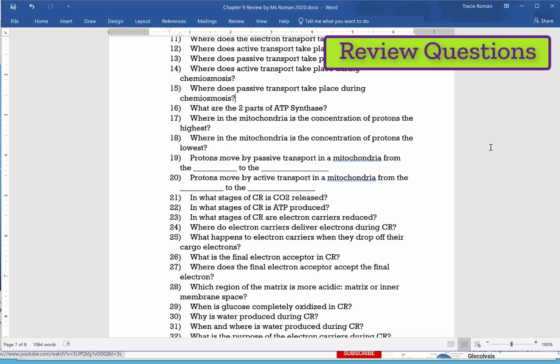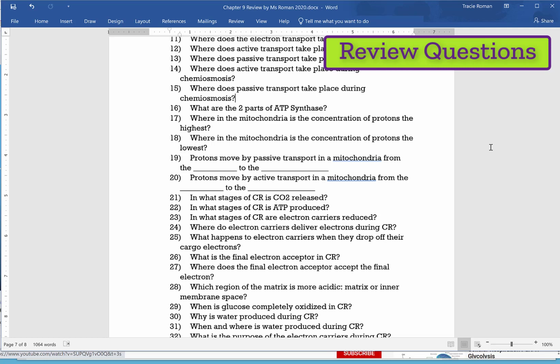Number 26, what is the final electron acceptor in cellular respiration? And that is oxygen. And where does the final electron acceptor accept the final electron? The oxygen is in the matrix when it accepts the final electrons. And then it makes water during that process.